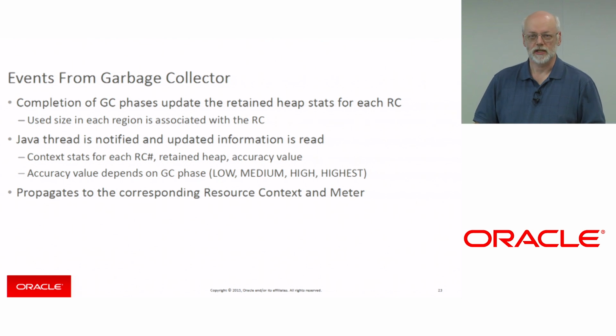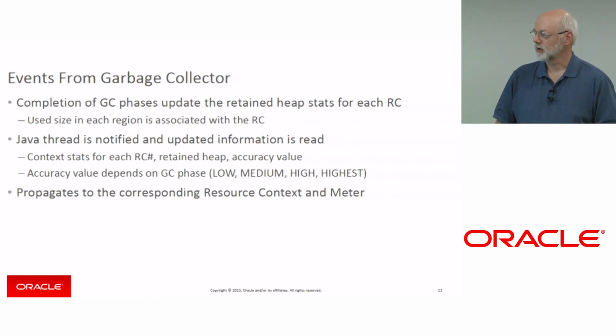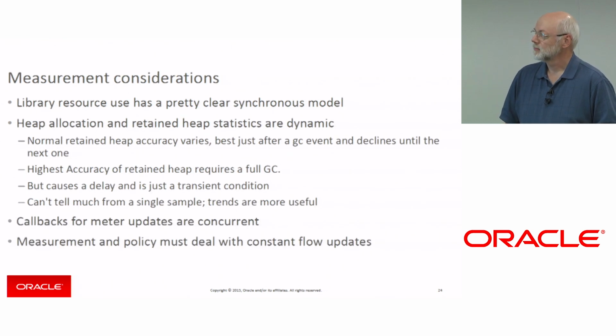If you don't do a full GC, you don't really know how much retained heap is attributed to a particular resource context. We had a lot of discussion about how to deal with the, I don't want to say the inaccuracy, but the varying accuracy of information about what's in the heap. So in using the API and using the resource management, the information you get out of the library resources is a pretty clear-cut, synchronous model. The numbers are accurate as it happened.